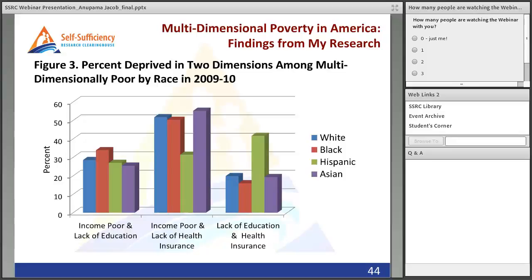Figure three depicts the percent deprived in two dimensions among those identified as multidimensionally poor. What is interesting to note is that lack of education and health insurance appear to be the biggest driving factors for multidimensional poverty among Hispanics, while income poverty and lack of health insurance appear to be bigger factors for the other races.